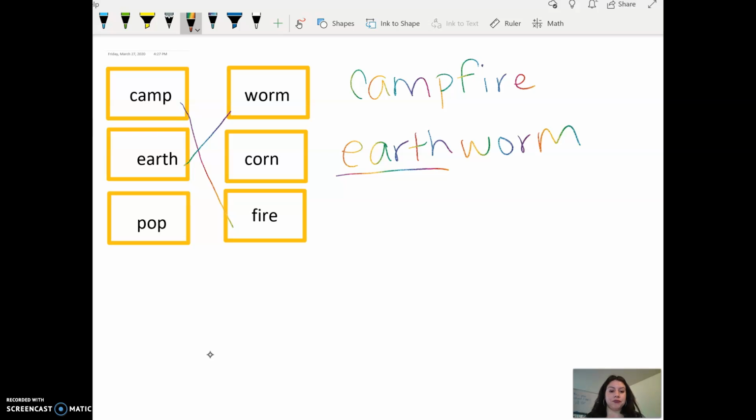Pop. This word pop. Pop is a sound, right? Like pop. Corn is a type of vegetable or starch. So if I put these two things together, I have popcorn. And it's named this because popcorn pops, right? Whenever it is cooked, it makes a popping sound. So popcorn, earthworm, campfire. These are all new words that I've created by joining two separate words together.